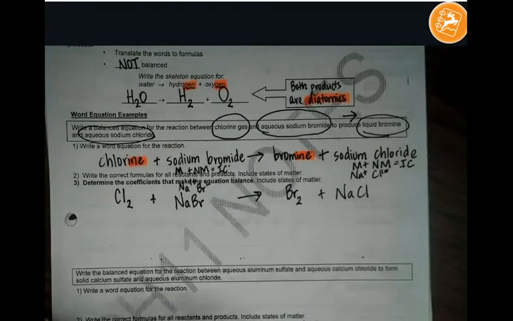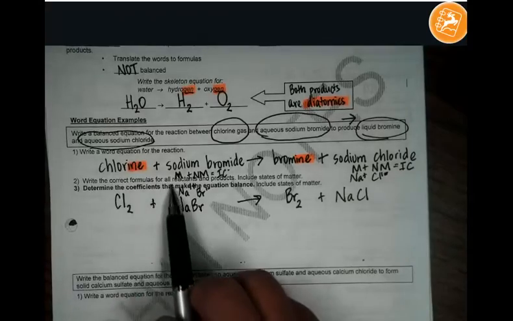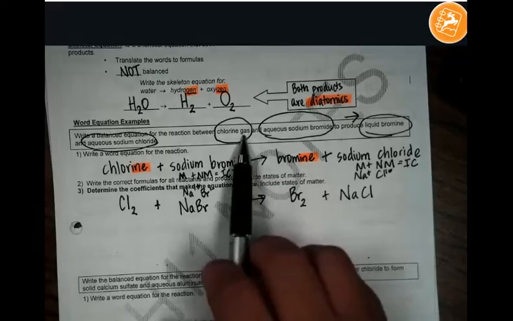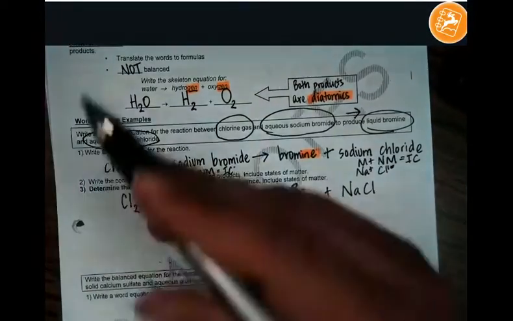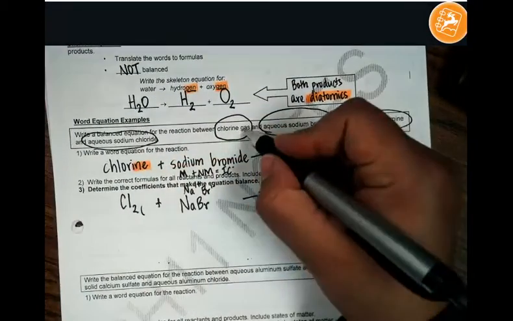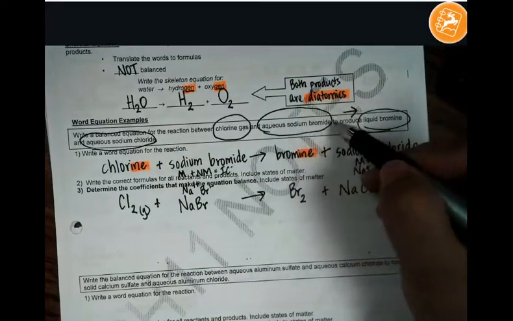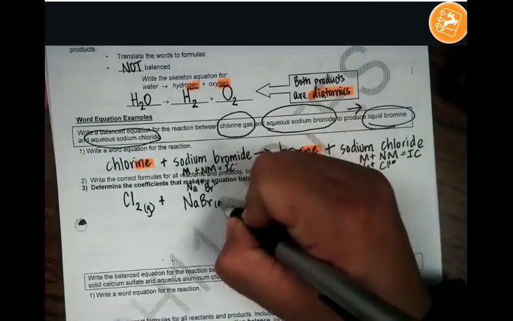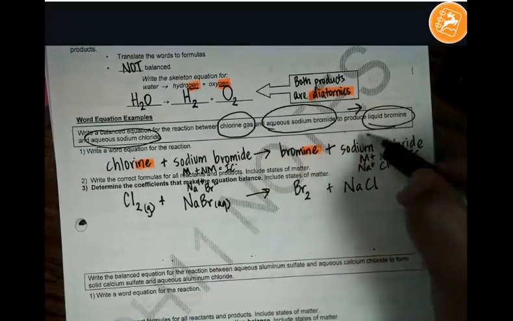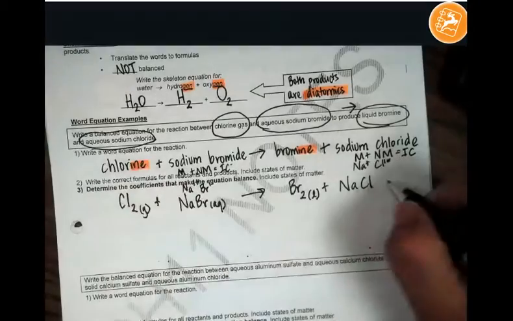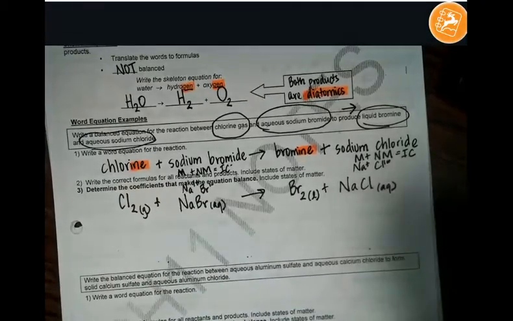Okay, now it says write the correct formulas for all reactants and products, include states of matter. So now I'm going to put the states of matter with it. I have Cl2 is a gas, so I put G for gas. Aqueous sodium bromide, so I'm going to put AQ here. Bromine is a liquid, so I put an L here. And then NaCl is aqueous, so I put AQ. So this is number 2.